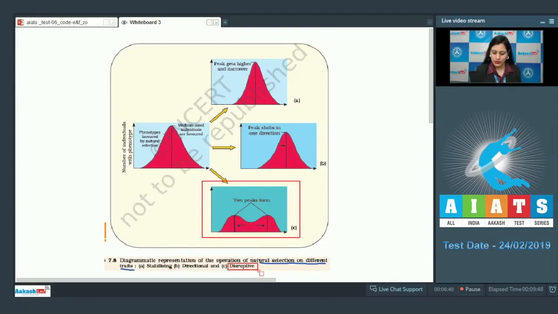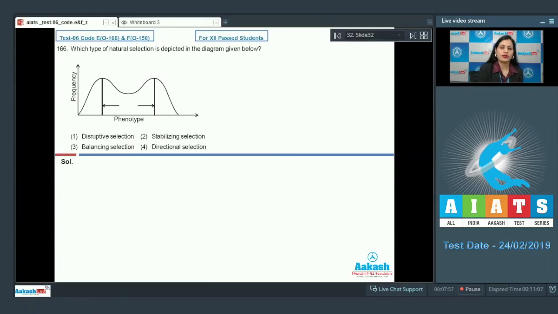which is disruptive selection. In disruptive selection, both extremities of the phenotype are selected, that is, more peripheral character values at both ends of the distribution curve, and the mean value gradually decreases. So the correct answer to this question is option number 1, disruptive selection. The diagram depicts disruptive selection. Let's discuss the rest of the options.